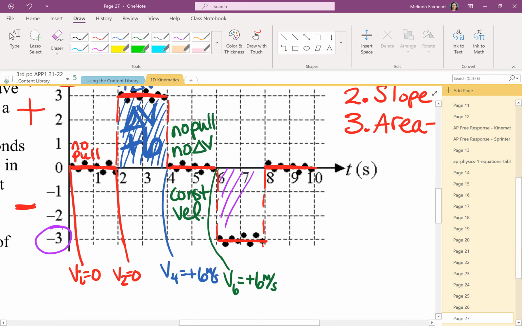We've got a negative pull. We've got a negative area. Remember, we were moving in the positive direction. We sped up and then we had a positive constant velocity. But now something's pulling us back. What's happening to our object now?